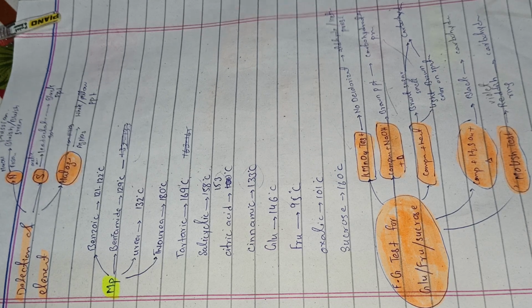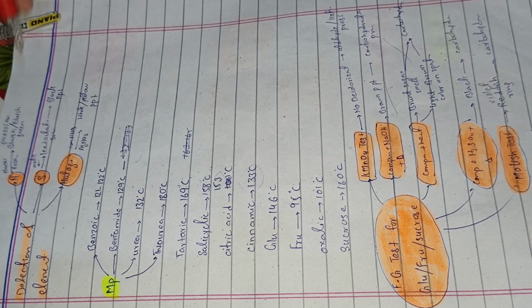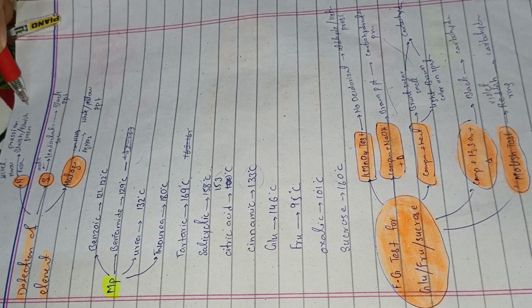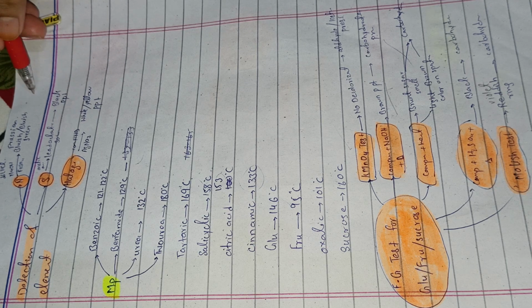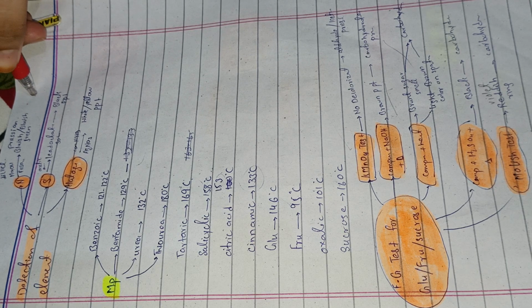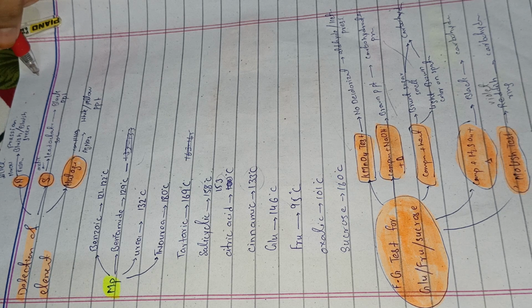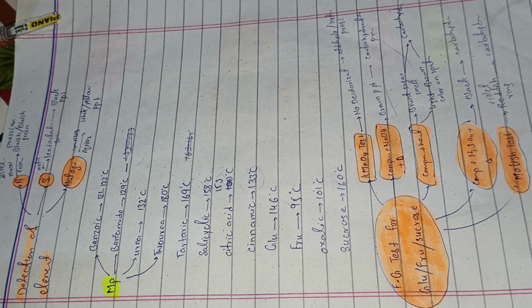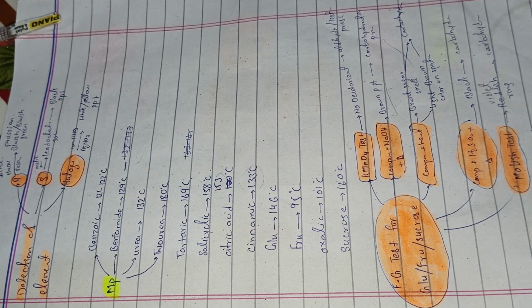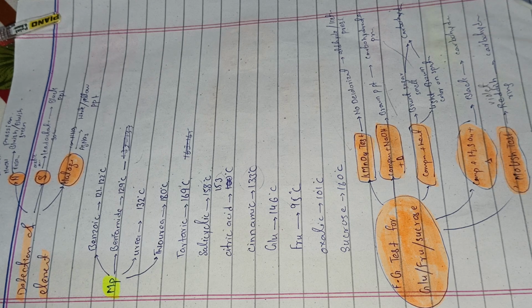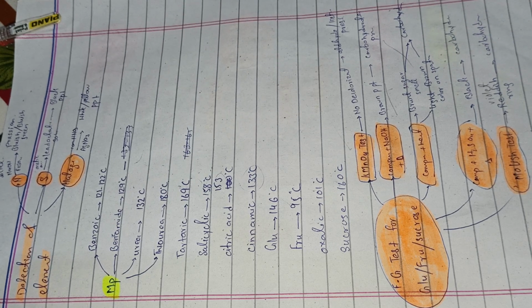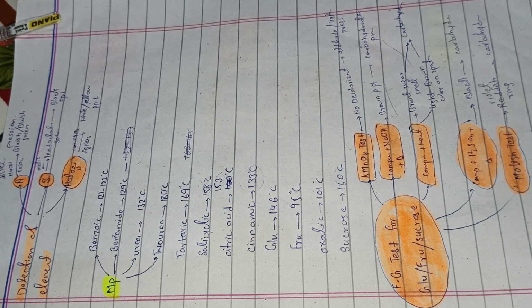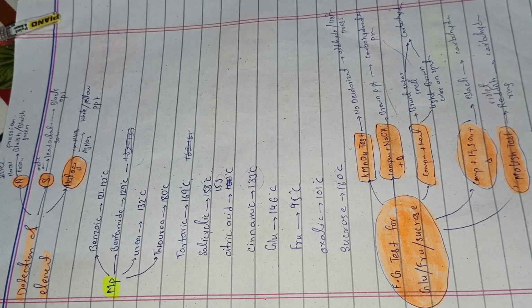Which compounds show this? For example, benzamide has nitrogen in it. Second is urea, which also has nitrogen. Thiourea also has nitrogen in it. Other compounds have no nitrogen in them, so they are going to decolorize. So if decolorization occurs, it means your compound has no nitrogen in it.